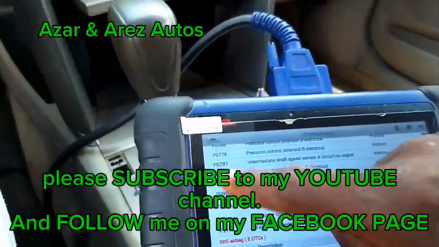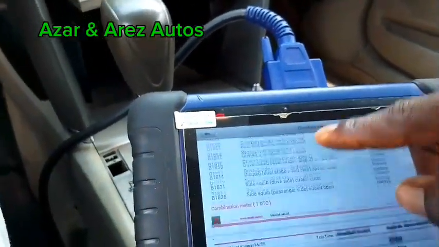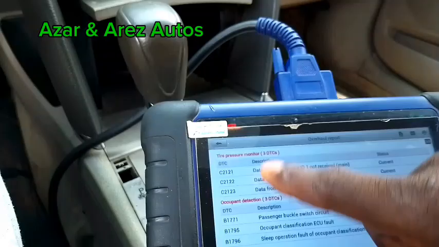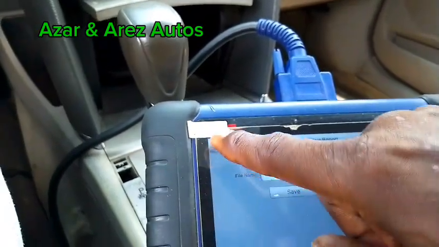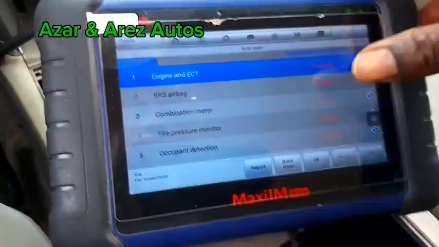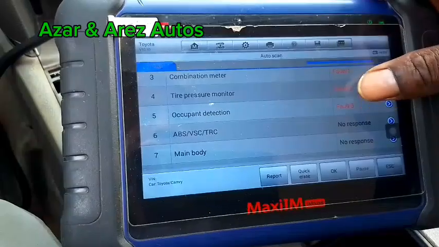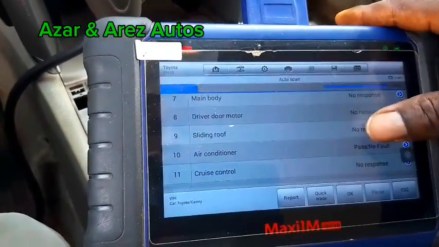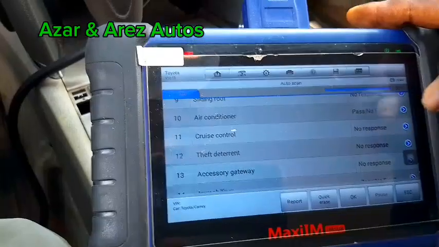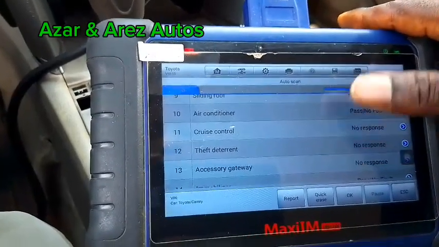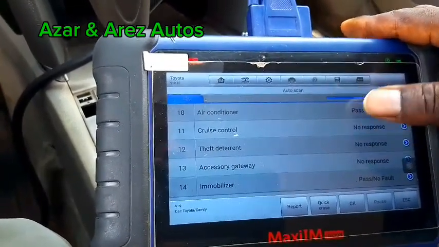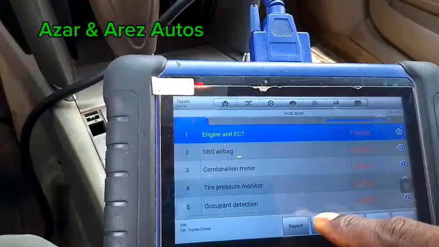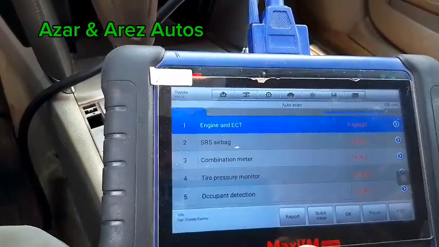So let's go back. There were some modules that were not captured, so let's see if we can scan those modules this time around. The main body, the driver motor, the sliding door, air conditioner, parts: no faults. So we'll do a rescan and see what we get.